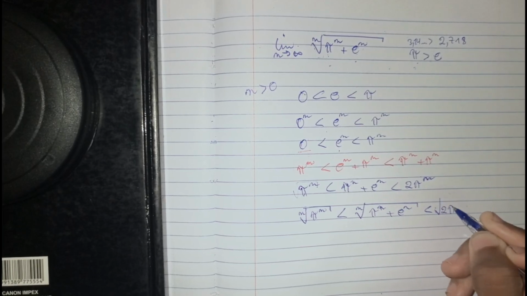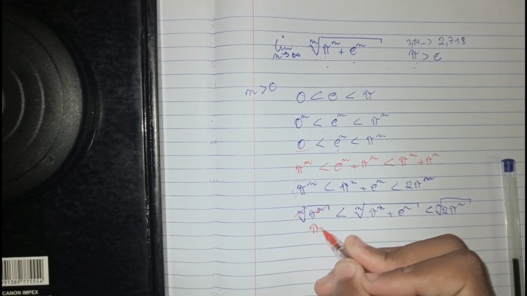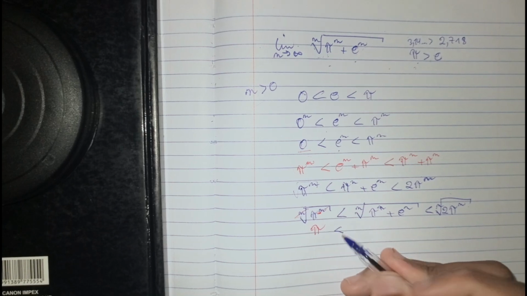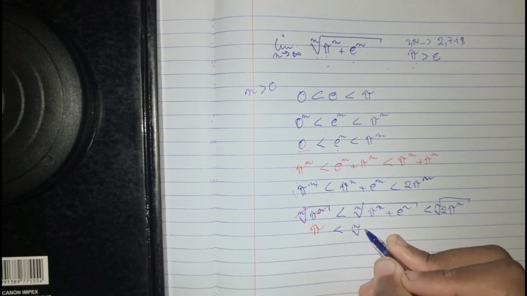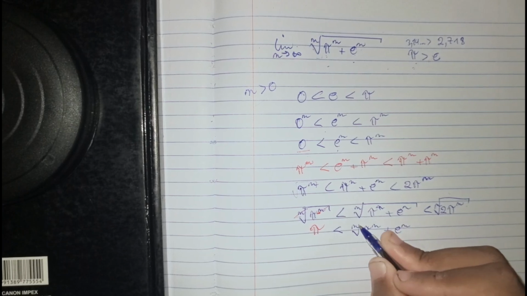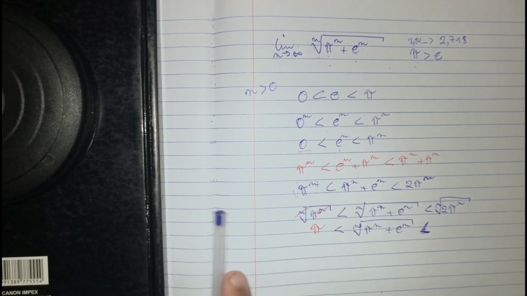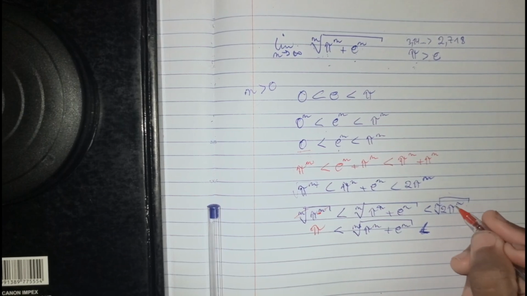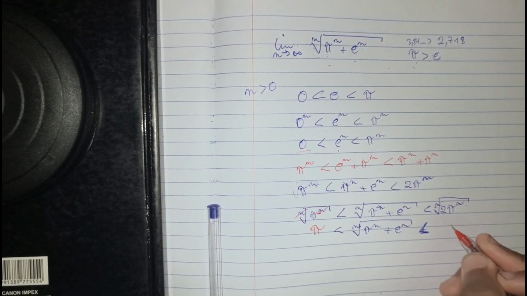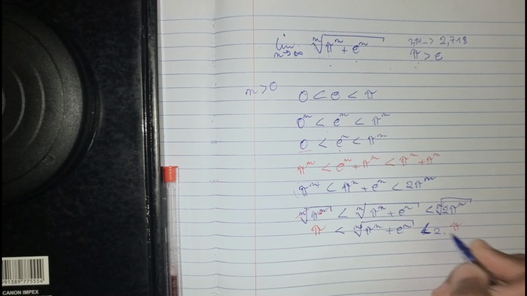Here we can cancel out this and this, we get pi, and it's less than pi to the power of n plus n e to the power of n. So this and this we can cancel out, we get pi. Then this doesn't have n as exponent, so we get 2 to the power of 1 over n.